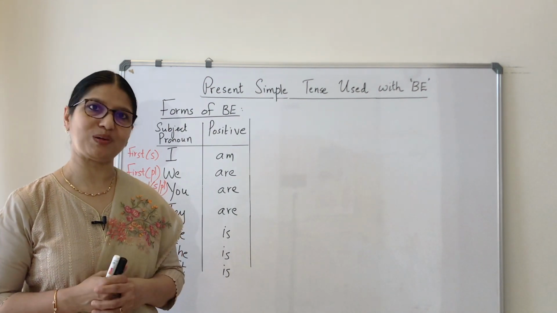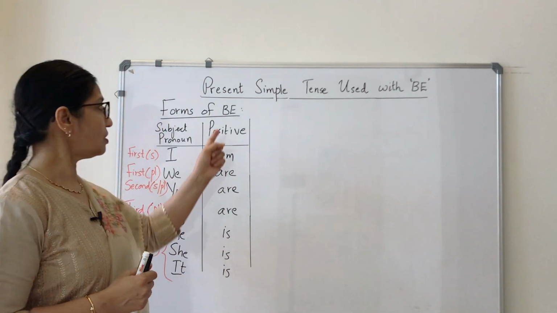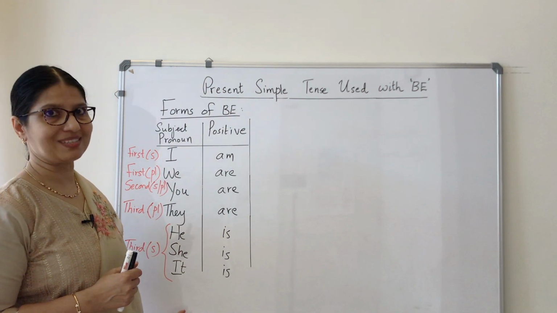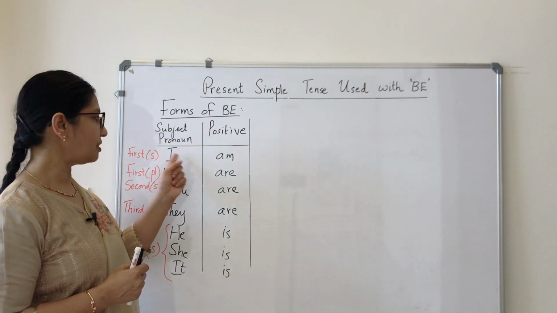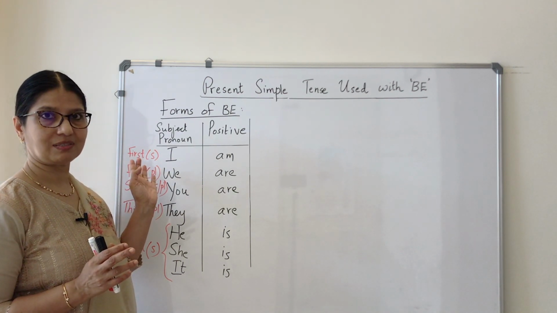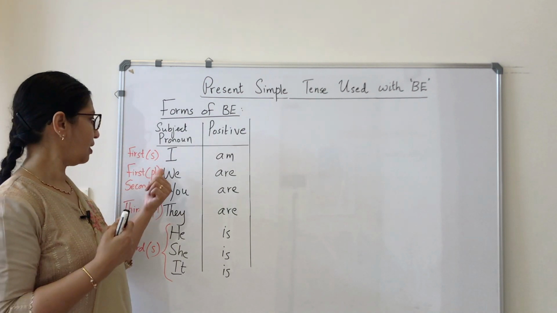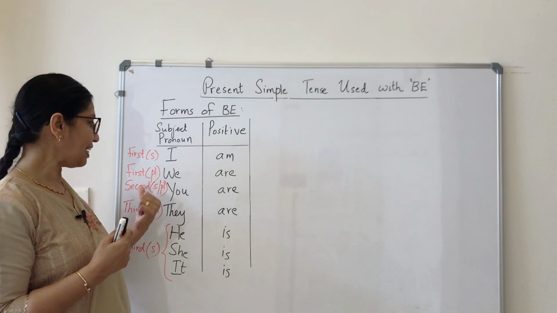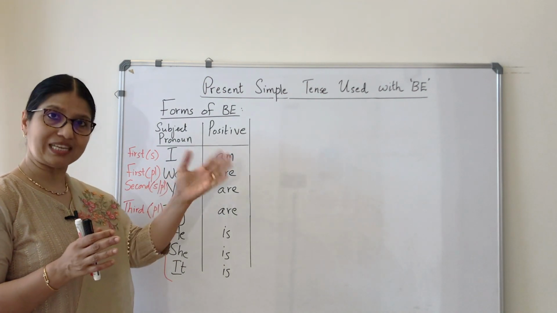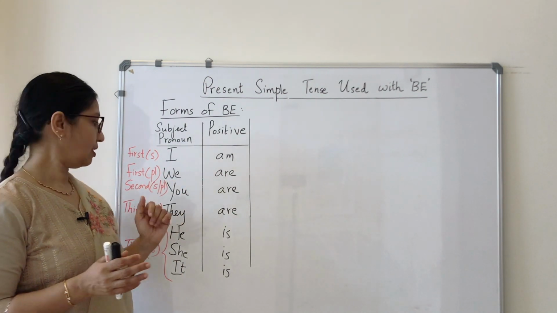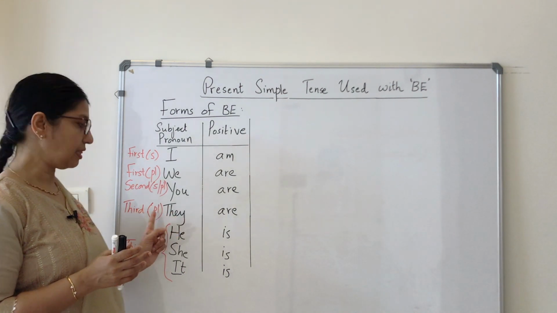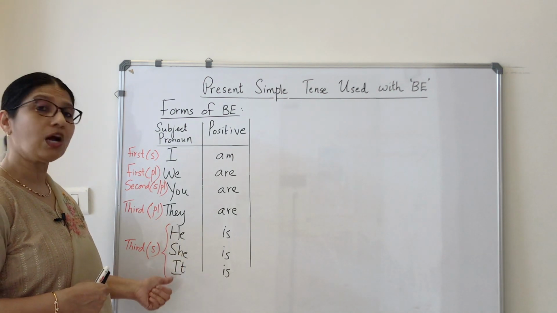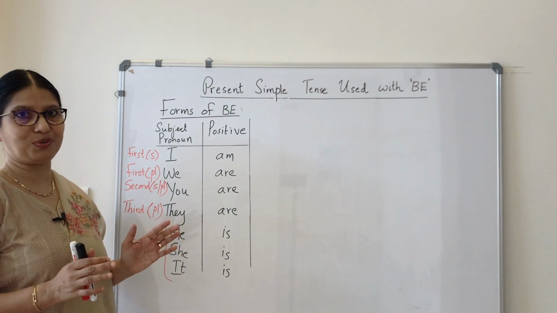Now let me give you an idea of how the verb be changes when used with different subject pronouns. So this is the base form be, and here I have written the subject pronouns. You know that I is the first person singular. I'm talking about me, singular. First person plural is we. And the second person is you, whether it is singular or plural. Third person plural is they, but third person singular can be he, she or it. I hope it's clear for you.